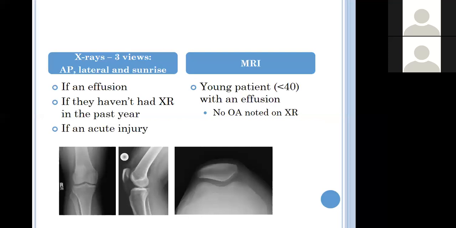An MRI to order is really for a young patient, less than 40, with an effusion, and they don't have any significant OA noted on x-ray. So if you get their AP and they're bone on bone on this side, even if they are 35, which sometimes happens, you don't really need to get an MRI because they've got bad arthritis. But if they have knee x-rays that look pretty similar to this, which is little to no arthritis, and they have an effusion, it's a good thing to get for that patient to see what else is going on.